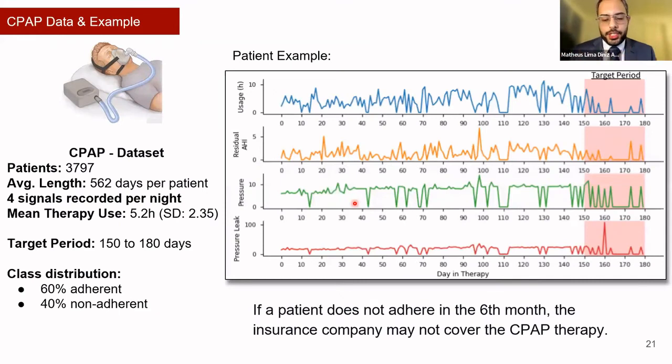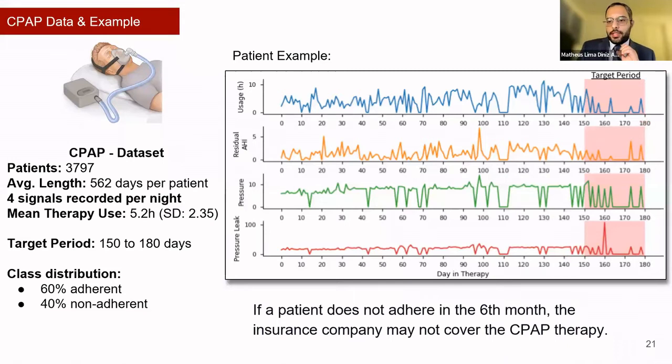Now let me show again some data about the CPAP dataset that I have. I don't have only the therapy usage. Actually, the CPAP device provides 4 values for every night of the patient. We have the usage, we have the residual AHI, we have the pressure, the air pressure, and also the air leakage from the machine. And this is one example of a real patient that went from day 0 in their therapy, and this is their usage, until day 180.